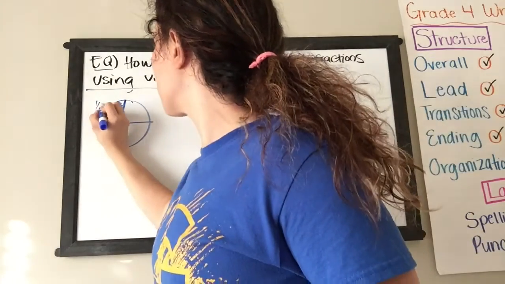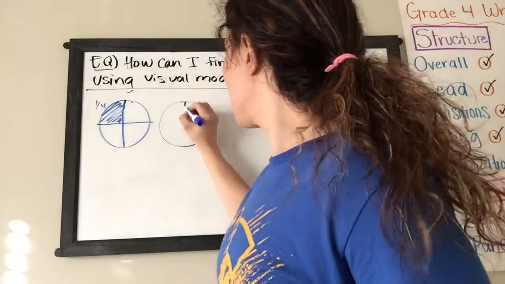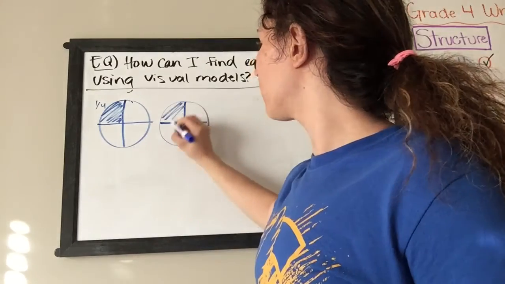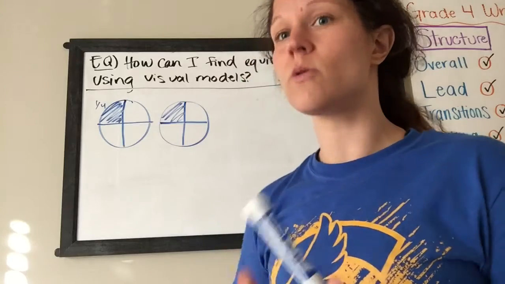So this was 1/4. And if I draw the same model here, and I'm going to start with my fourths, and I know that this was 1/4, but I can do something to show that 1/4 is equivalent to another fraction.